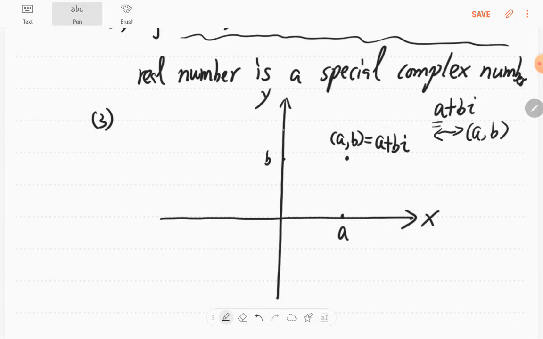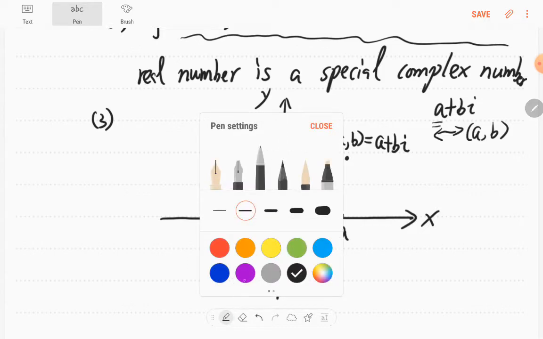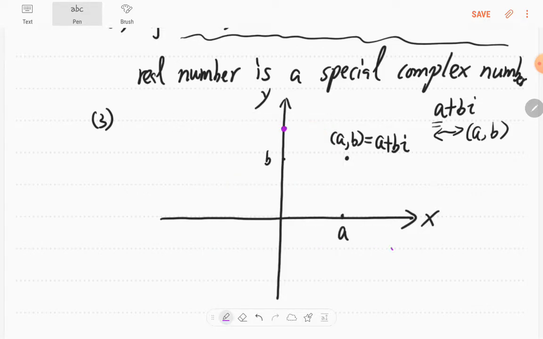So, let's use another color. For example, this y coordinate is 3. So what is the number corresponding to this point? Well, the x coordinate of this point is 0, and the y coordinate is 3. So this is 3i. So all the points on the y-axis are actually the pure imaginary numbers, which are special complex numbers.